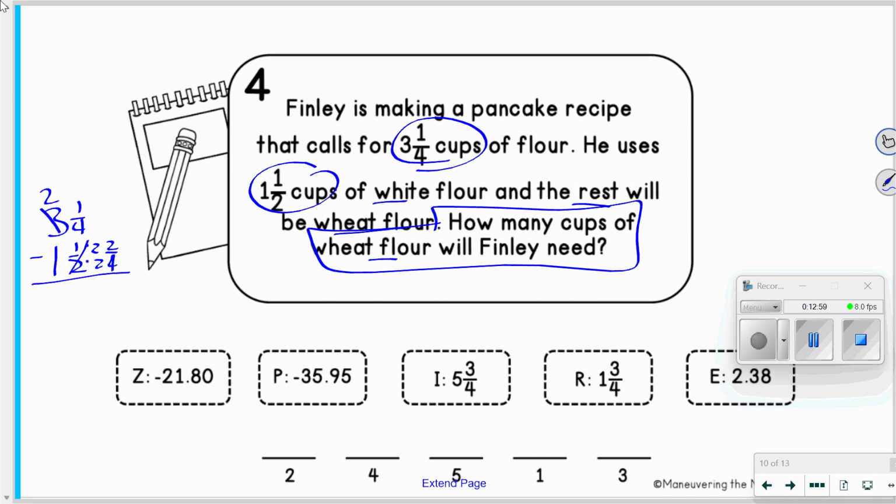No, so I need to borrow. Remember, when I borrow, I'm just adding those two together. So that makes my new numerator a 5. 5 minus 2 gives me a 3. 3 minus 1 is a 2. My bigger guy is positive, so it's a positive 1 3/4. So the R goes in the 4 spot.